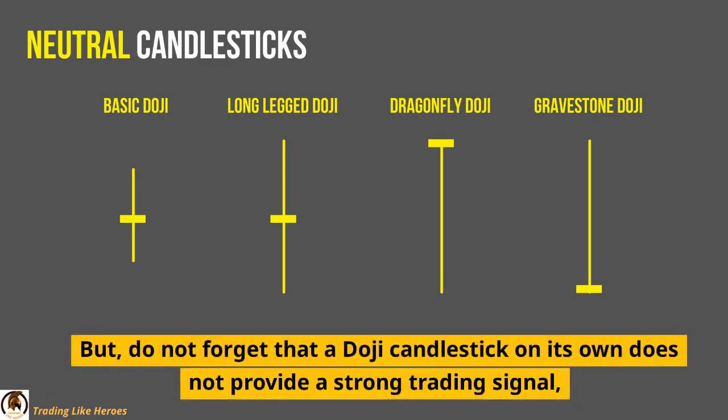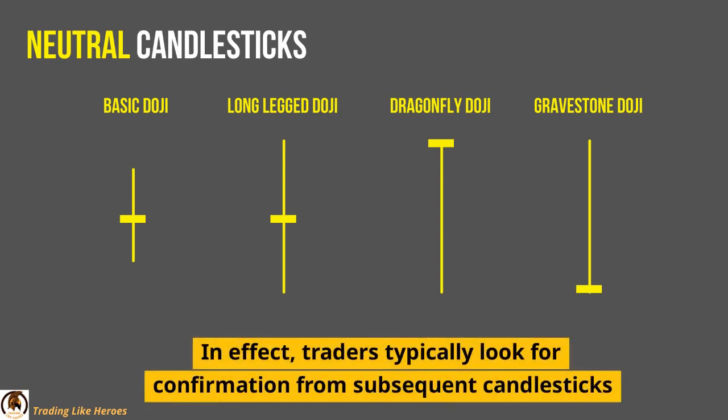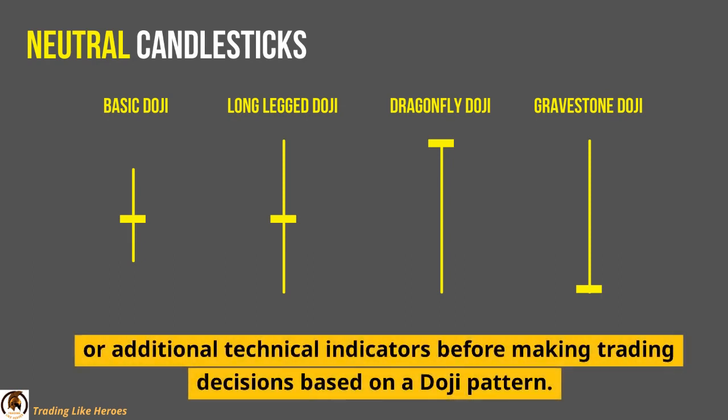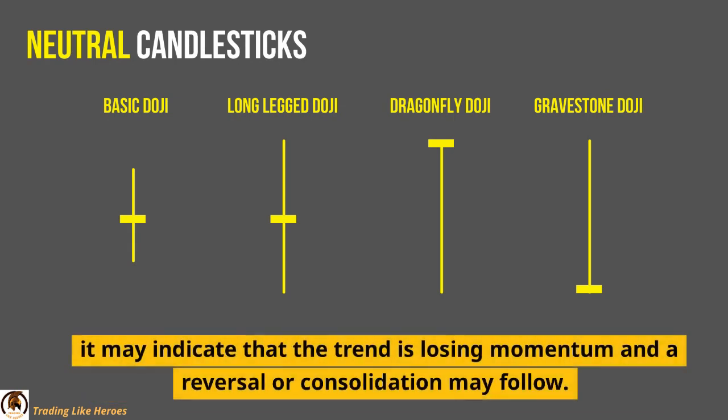But do not forget that a doji candlestick on its own does not provide a strong trading signal, as the market's direction remains uncertain. In effect, traders typically look for confirmation from subsequent candlesticks or additional technical indicators before making trading decisions based on a doji pattern. Finally, when a doji appears after a noticeable trend, it may indicate that the trend is losing momentum and a reversal or consolidation may follow.